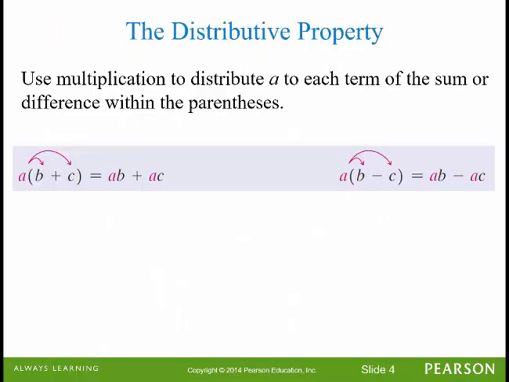All right, we have a distributive property. So you can use multiplication, distribute A to each term of the sum or difference within parentheses. So if you have A times B plus C in parentheses, you get AB plus AC. And it's the same thing over here. A times in parentheses B minus C, you get AB minus AC. This you probably remember from high school very easily, but this is called the distributive property.